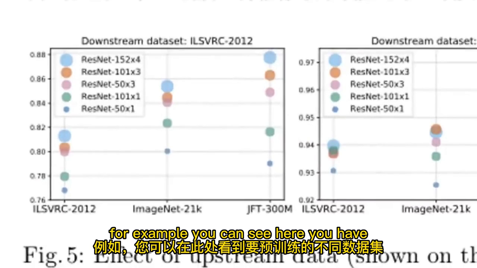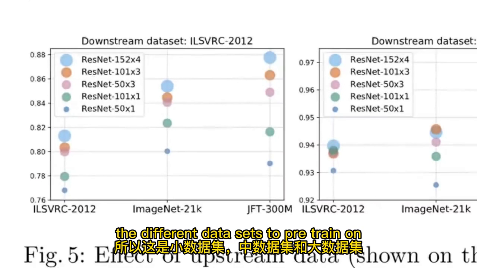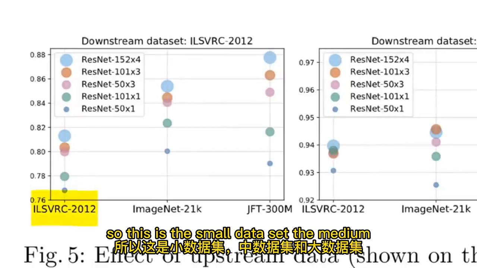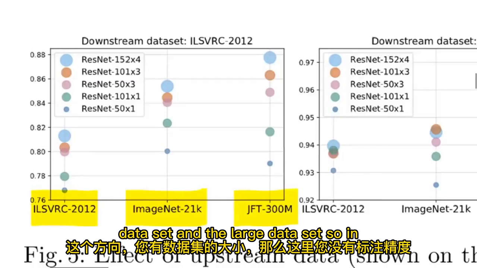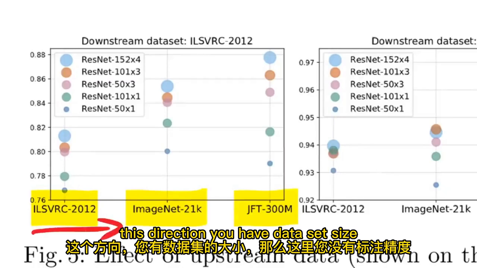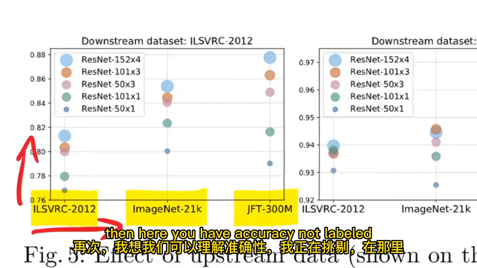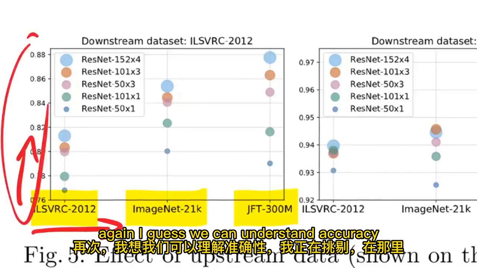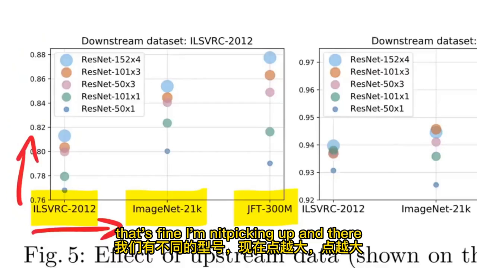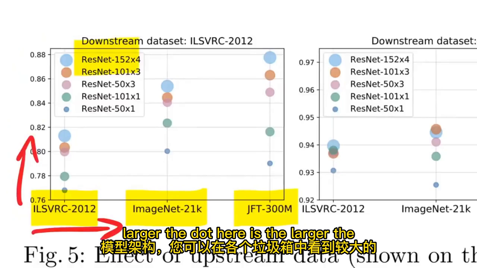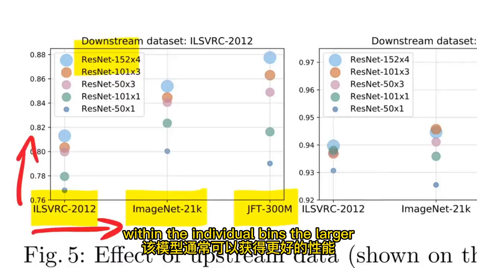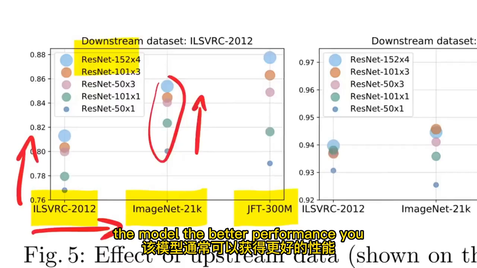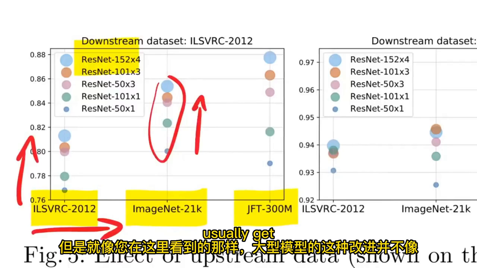So look at this, for example. You can see here you have the different data sets to pre-train on. So this is the small data set, the medium data set, and the large data set. So in this direction you have data set size. Then here you have accuracy, not labeled. Again, I guess we can understand accuracy. That's fine. I'm nitpicky now. And there we have the different models. Now, the larger the dot here is, the larger the model architecture. And you can see within the individual bins, the larger the model, the better performance you usually get.